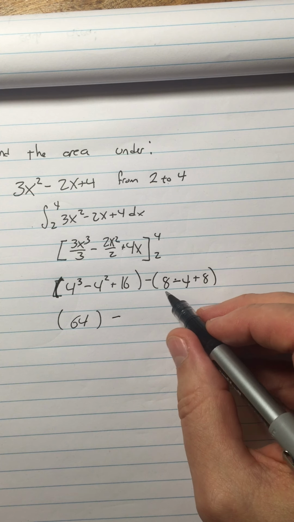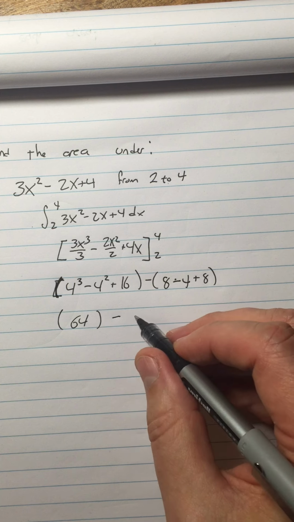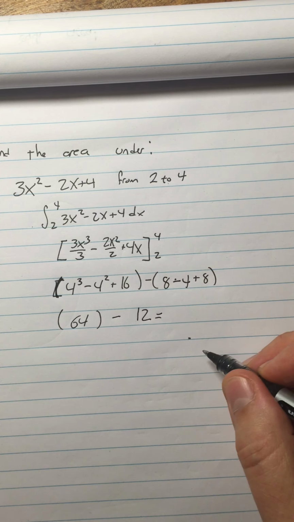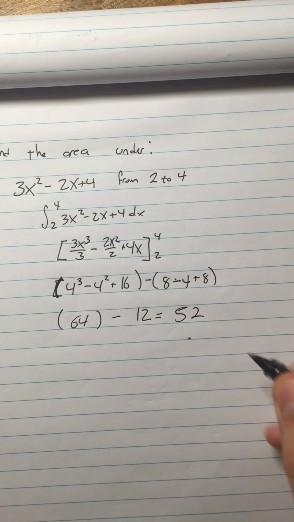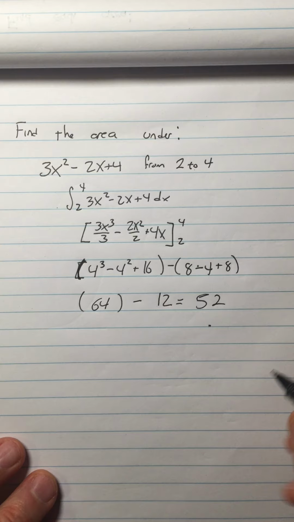Minus, gotta watch signs here. So I have 4 plus 8 is 12, right? Is that right? Yeah. So that is 52. That's the area under that curve. Boom.